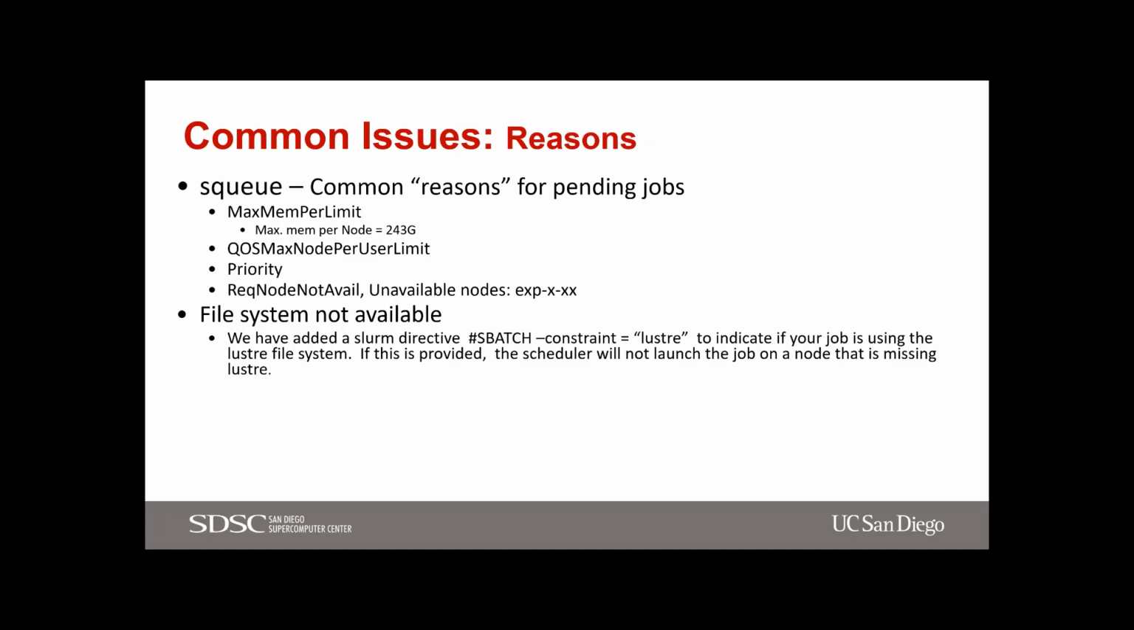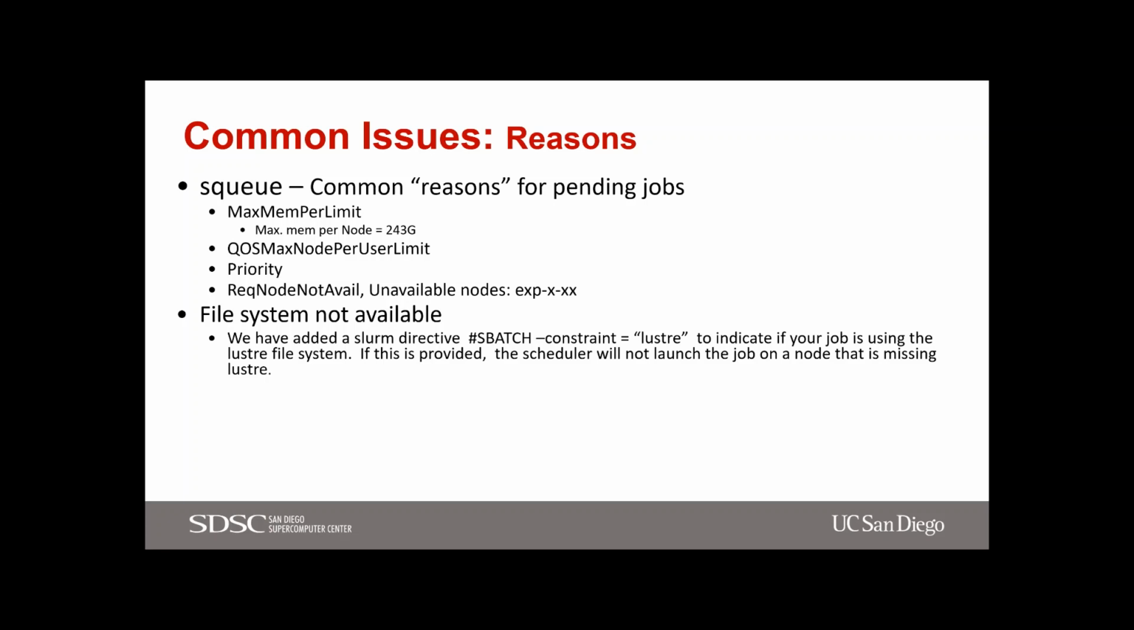Another issue that we've had that isn't one of the reasons, but when submitting jobs, is we had some Lustre issues, and sometimes they're specific to specific nodes. So we've added a Slurm directive that you can add as a constraint onto your batch script that specifies if you are going to use Lustre or not. If you have that constraint in there, the job scheduler will ensure that you never run on a node where, before the job starts, the Lustre file system is missing.